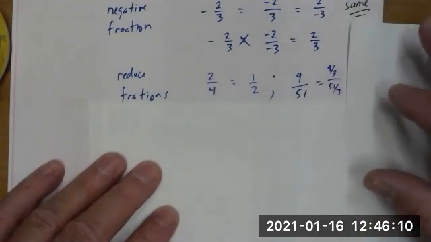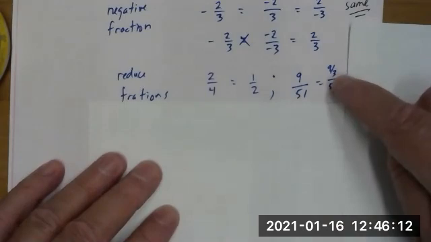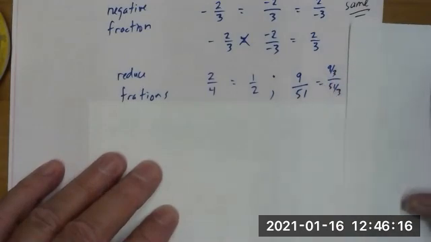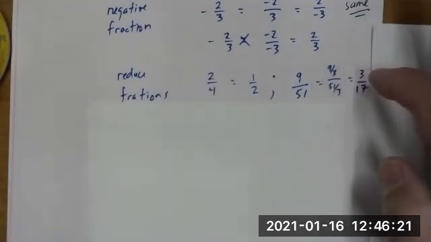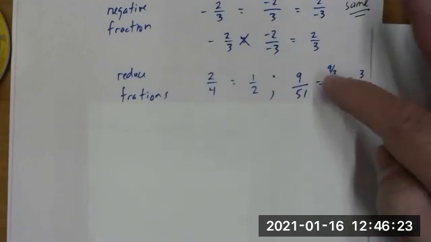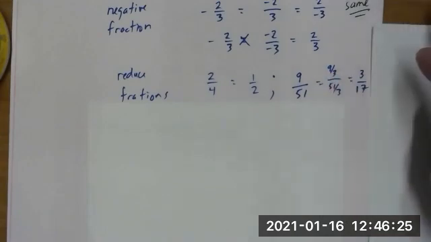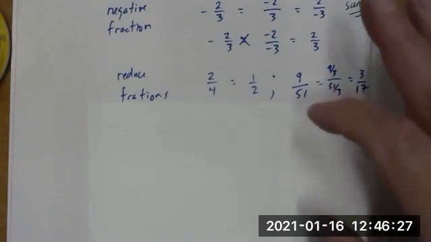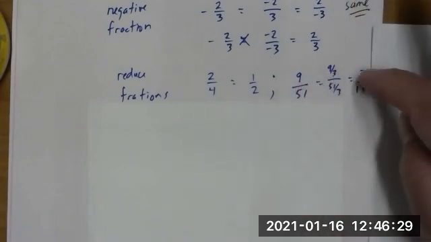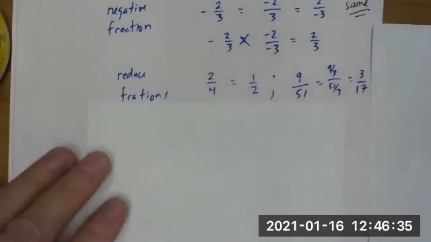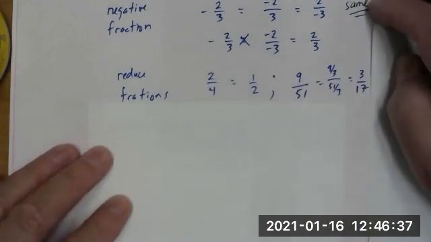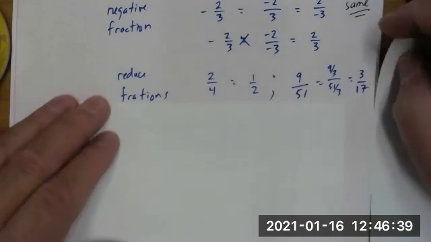So in a sense, when you reduce it, you divide the top by 3, you divide the bottom by 3, and when you do that, 9 divided by 3 is 3, 51 divided by 3 is 17. So 9/51 reduces down to 3/17. All right, I think most of you know how to reduce fractions, but just trying to cover all the bases to prepare for some future stuff.